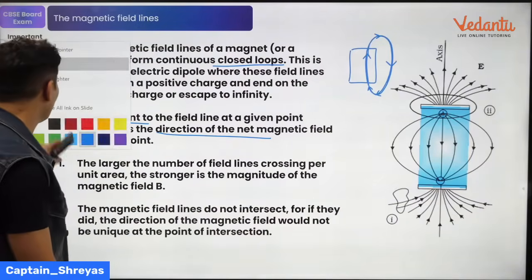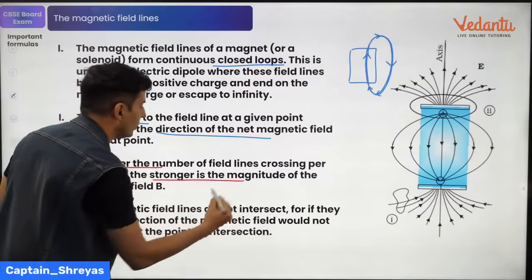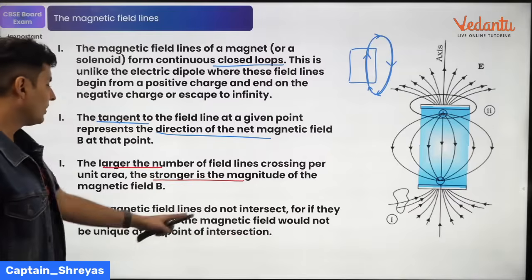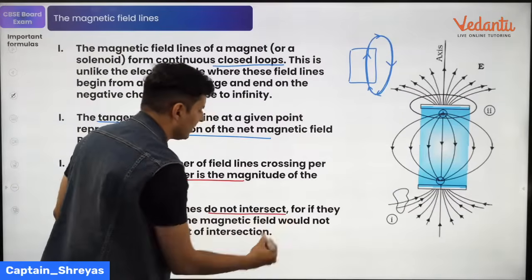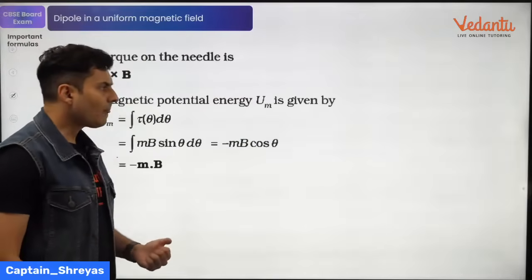And this I already told you guys, the more the number of field lines, the field is going to be very strong. Also, they do not intersect each other. That's also something which I have already mentioned to you.